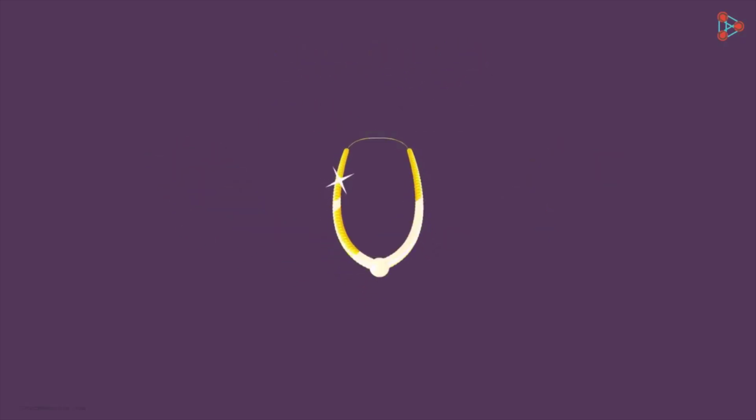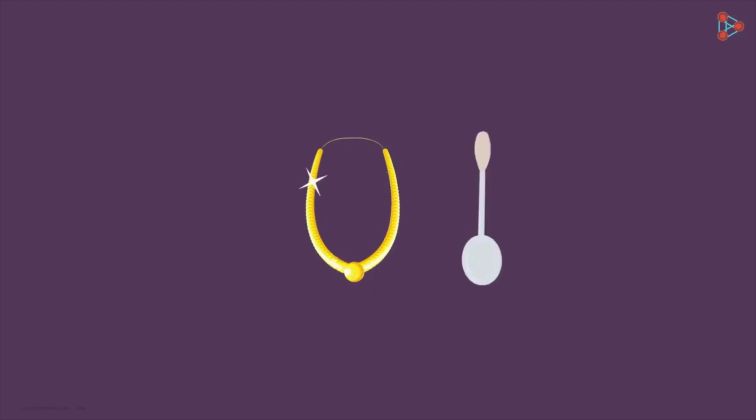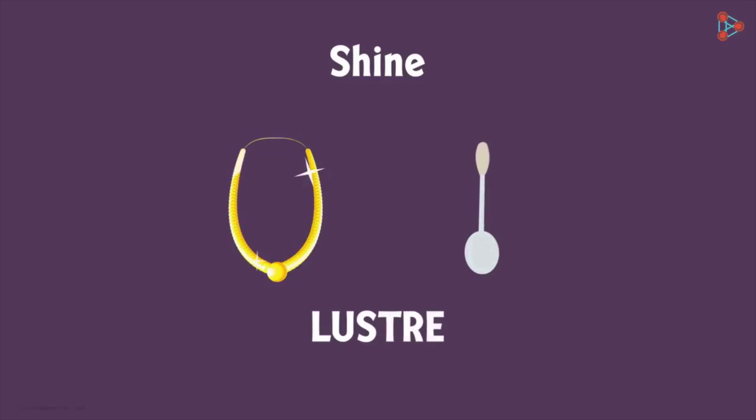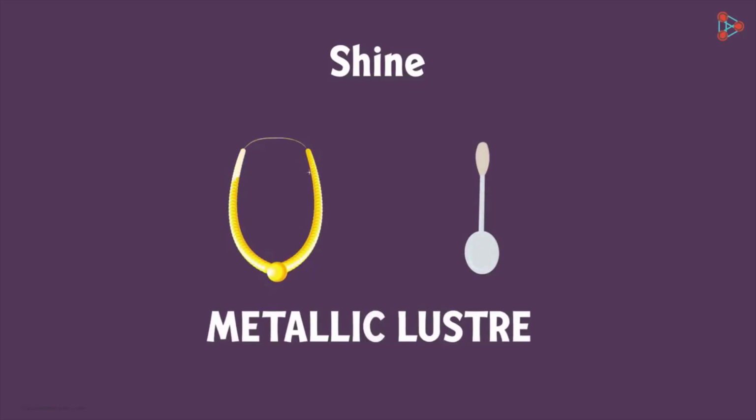Let us look at them closely. Do they have a shining surface? Or even the aluminium utensil in the kitchen? Does it shine? Of course, both gold and aluminium have a certain shine. Do you know what this shine is called? Well, it is called luster, and as both gold and aluminium are metals, this is known as metallic luster. Now we know that metals have a metallic luster.